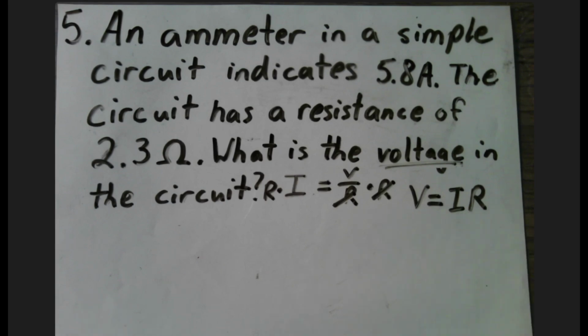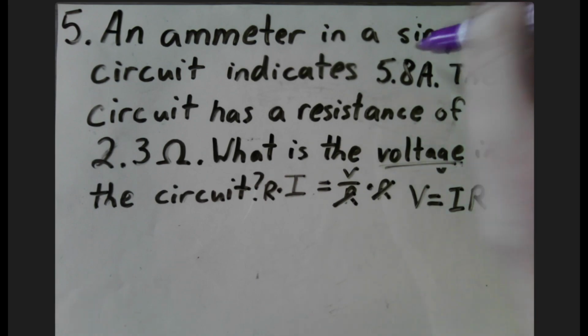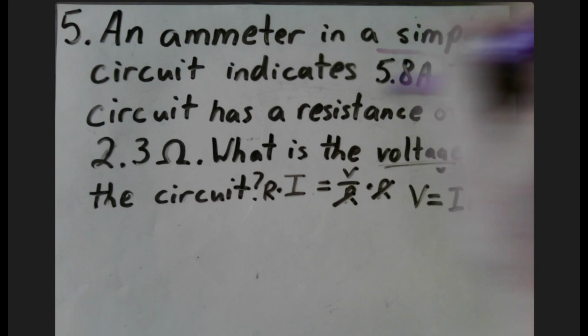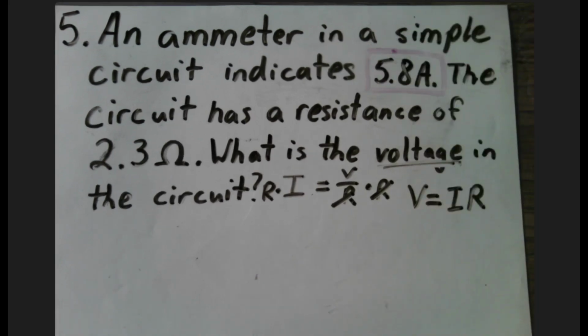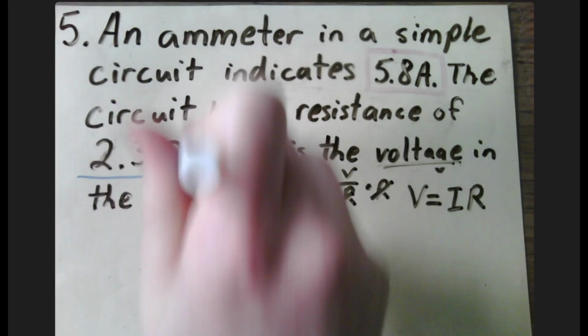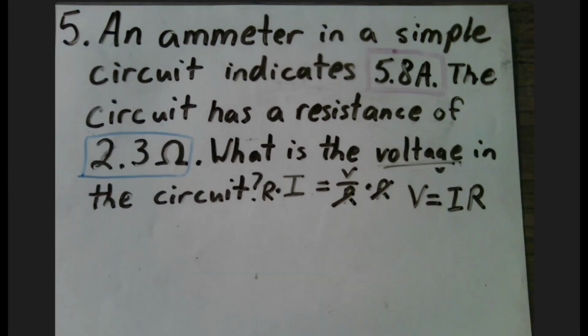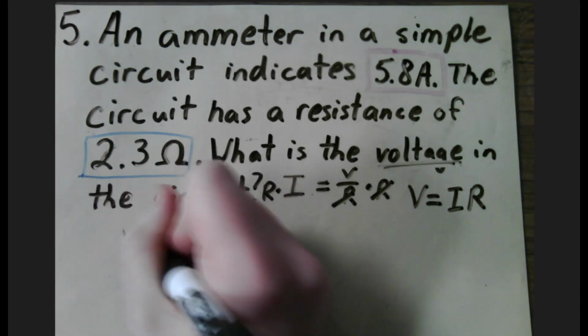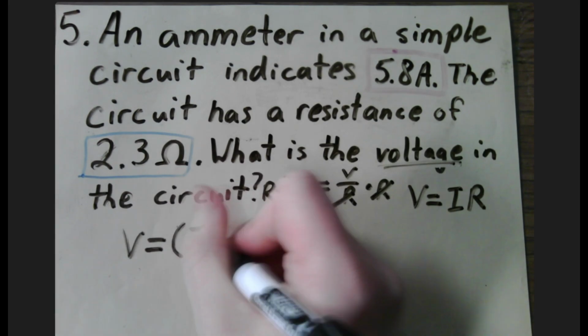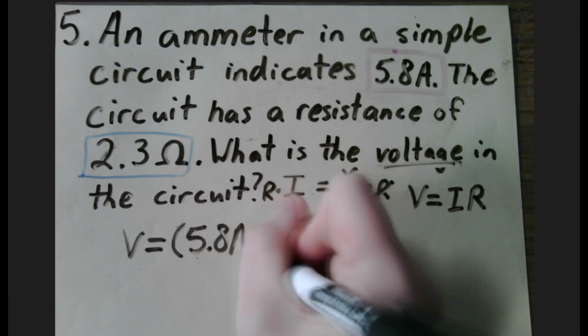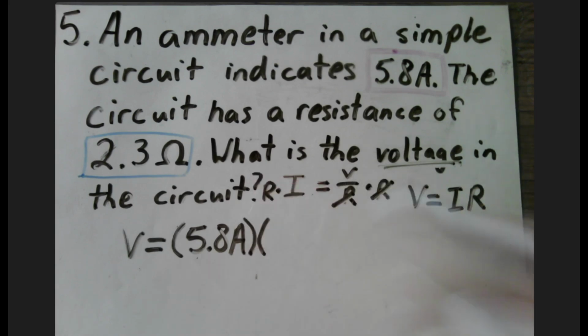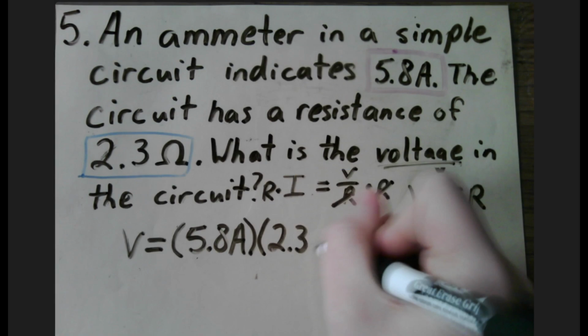Let's look at our problem and see what we have. Well, we have our current, because here it is, right here in amperes, 5.8. And we have our resistance, which is right here in ohms. So let's plug it into our formula. V is equal to 5.8 amperes multiplied by 2.3 ohms.